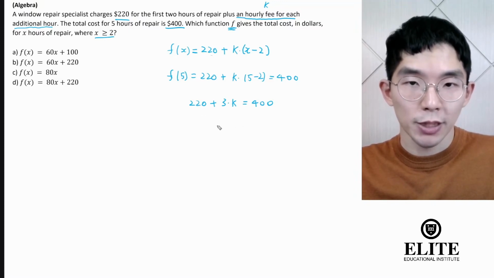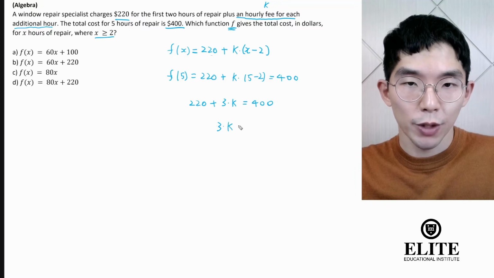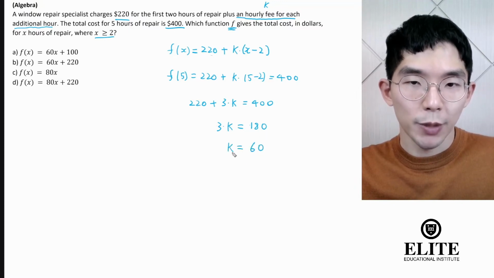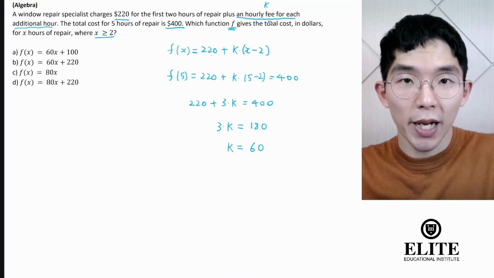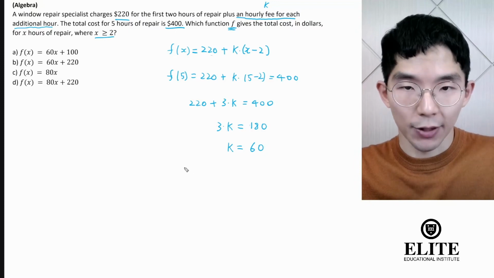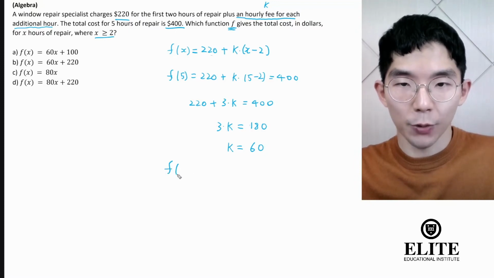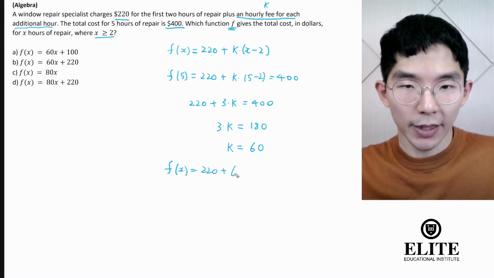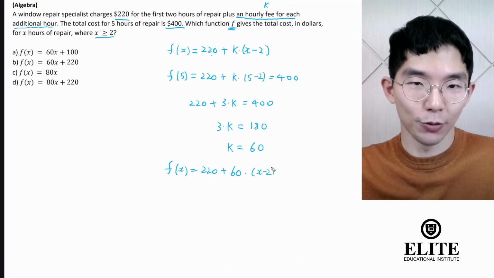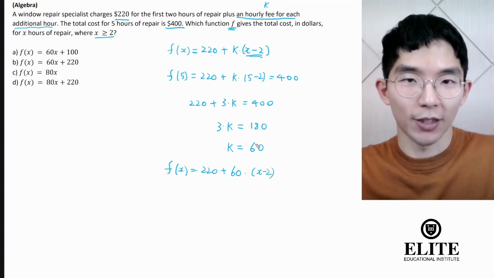I subtract both sides by 220, which removes the 220 from the left-hand side, and that's going to be 180. Then I divide both sides by 3, which gives me 180 over 3, which makes k equal to 60. Therefore, my hourly fee for each additional hour is going to be $60. Therefore, now back to my equation, f(x) is equal to 220 plus 60 times, instead of the x, it's x minus 2, because you see it's additional hours.